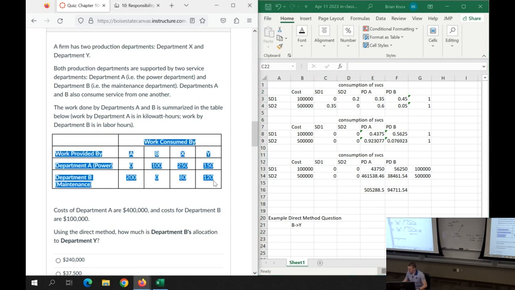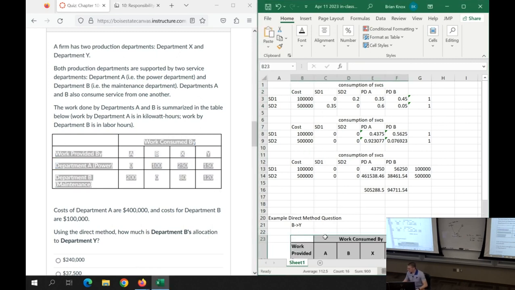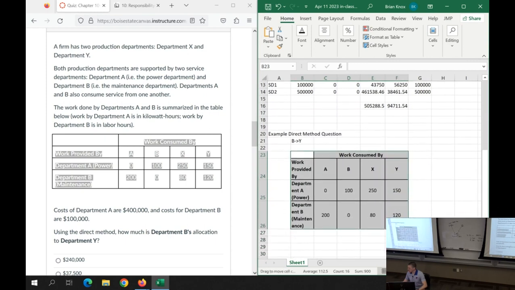So let's see if I can copy over. Yes, it plays nice. Okay, good. So I don't know how much B is going to allocate to Y. I need to get this into a percentage form.